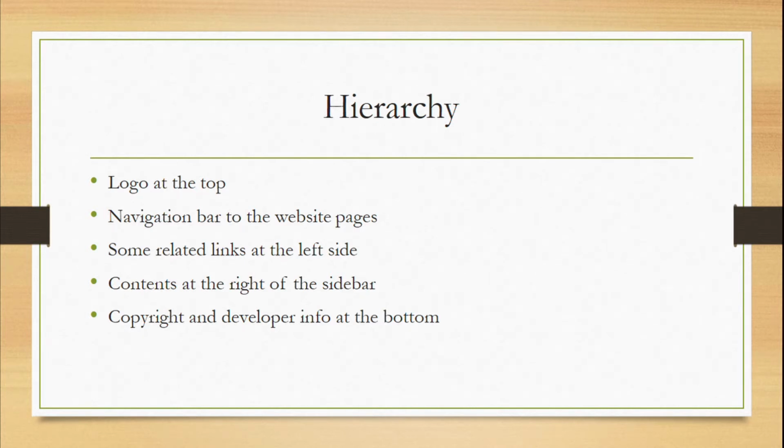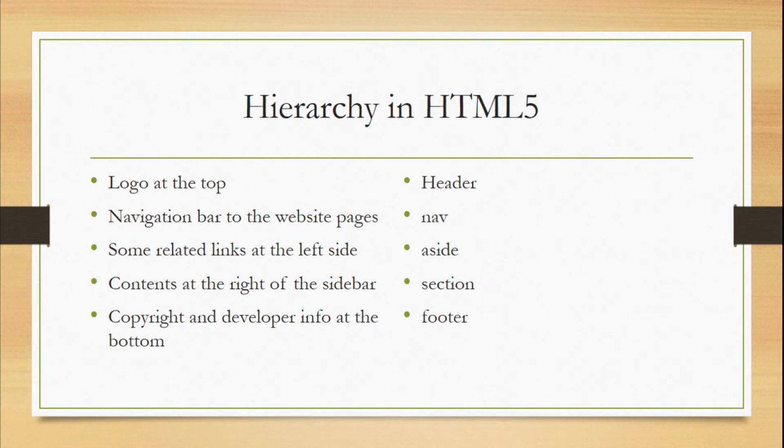Then the content will appear there. Contents will come after the left sidebar. If there is a side, it will be at the right of it. If there are no side links, the content will occupy the full screen below the logo and navigation bar. And below it, at the end, there will be the copyright details and developer information, and that's what we call a footer. So it will be something like this.